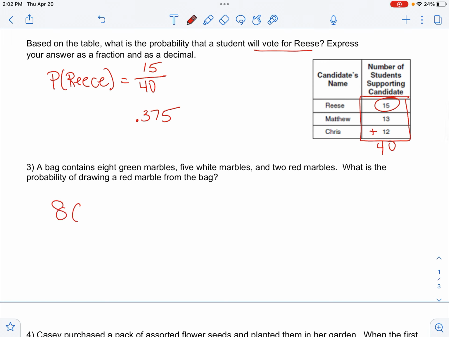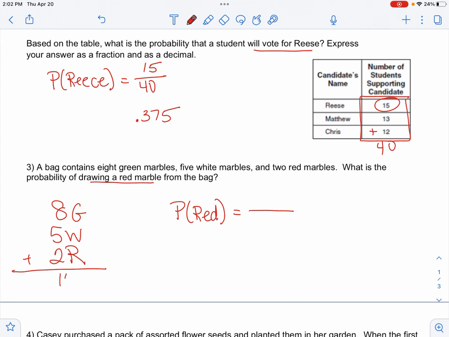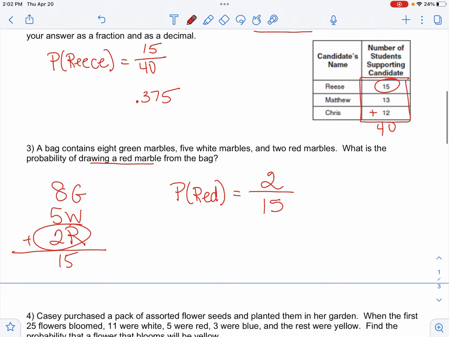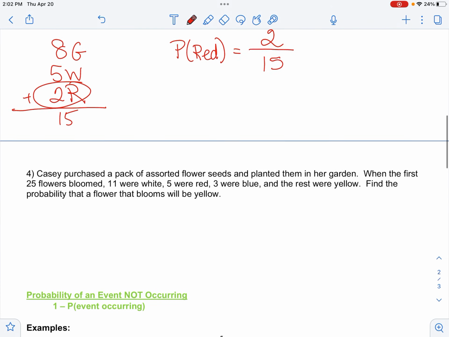Okay. A bag contains 8 green marbles, 5 white marbles, and 2 red marbles. What is the probability of drawing a red marble? Probability red. The denominator is going to be the total number of marbles, which is 15. How many are red? 2 favorable outcomes out of the 15.